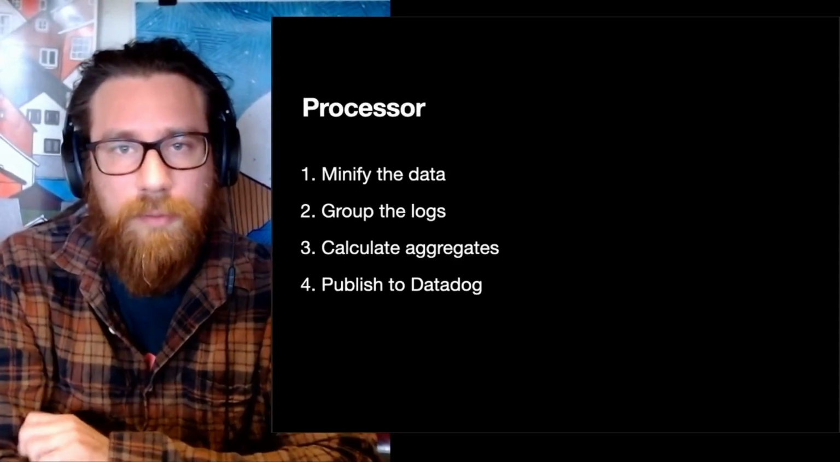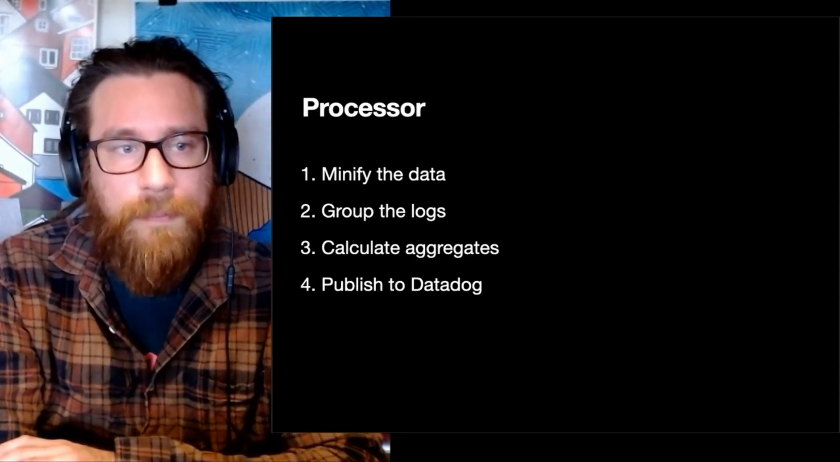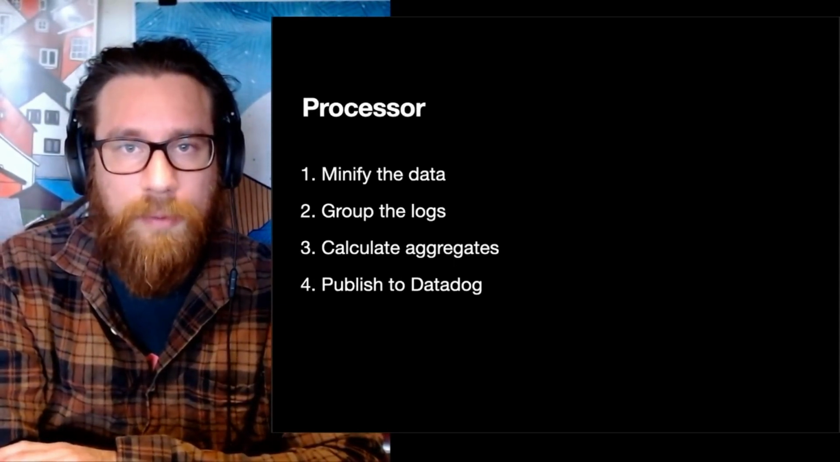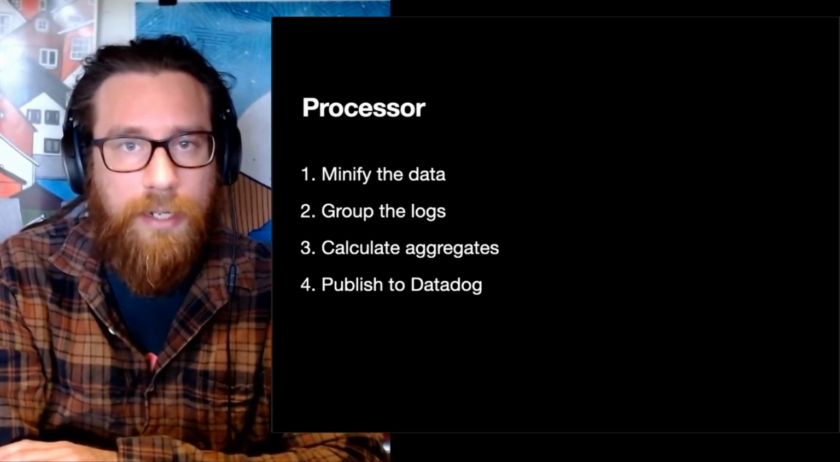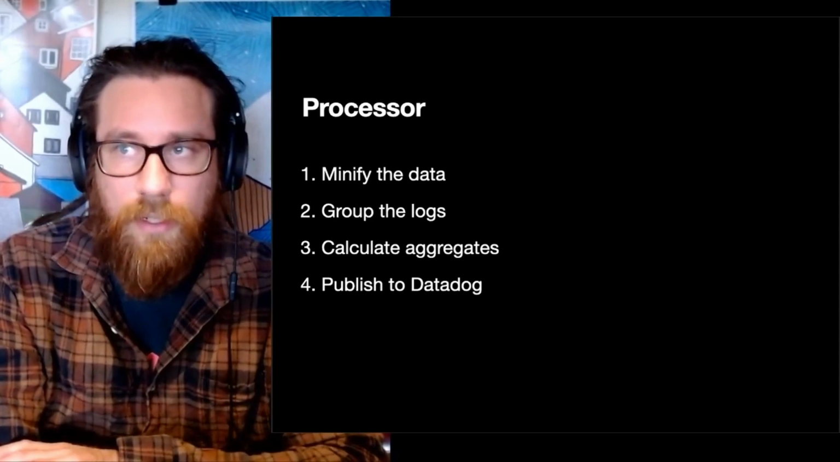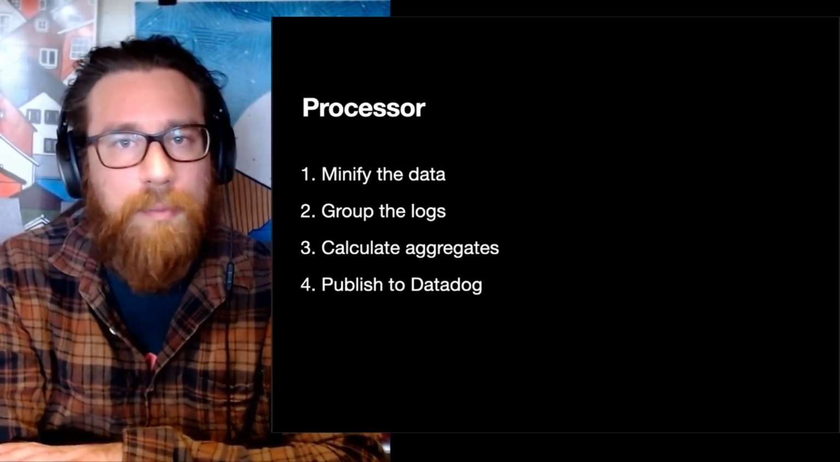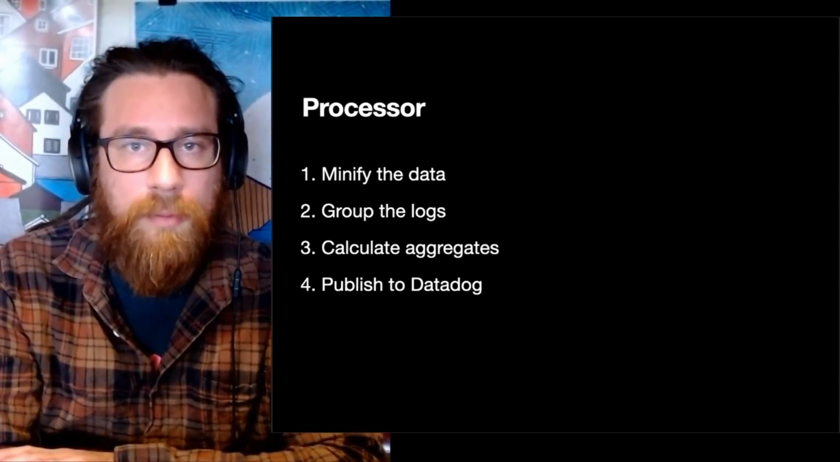The processes work pretty well the same between the two. You have a processor, it picks up a message from the queue, it uses the data within the message to know how to get the logs. Once it has the logs, then it minifies it, reduces it down to the bare minimum.